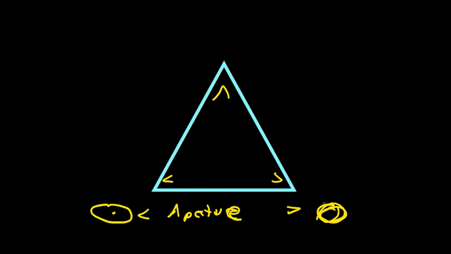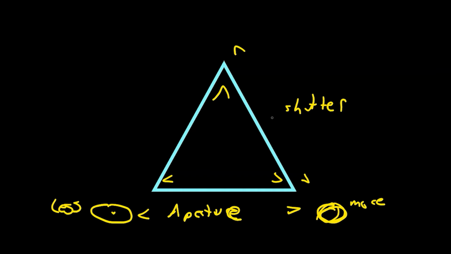The wider the aperture, you guessed it, more light. Smaller, less. Pretty simple, right? Now let's move on to the other setting. It is called shutter speed.